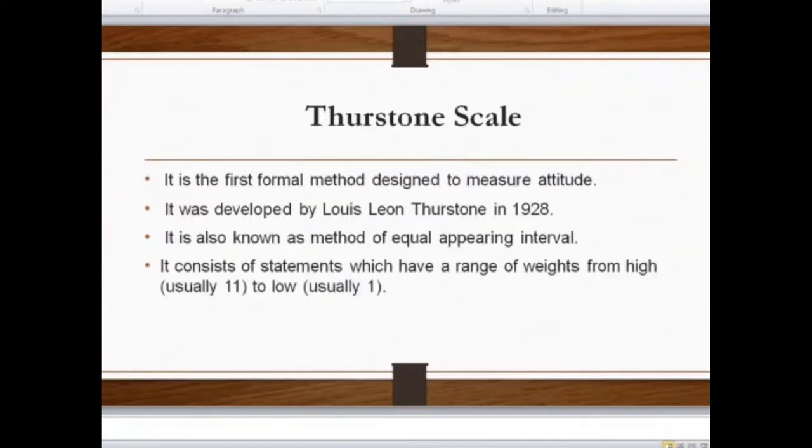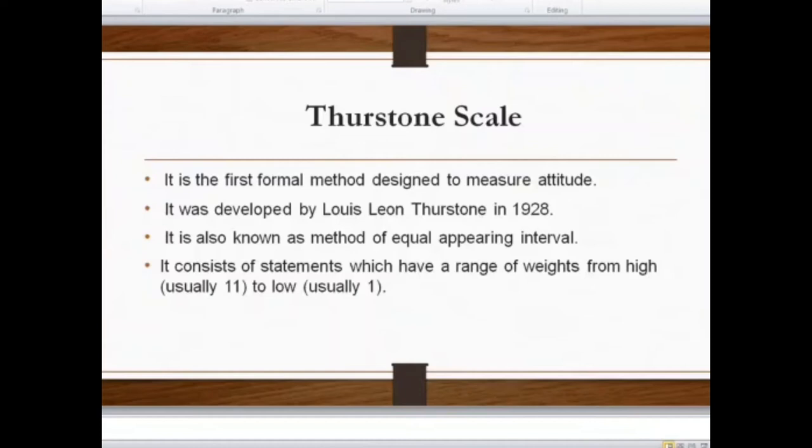The second type is the Thurstone scale, the first formal method designed to measure attitude. It was developed by Louis Leon Thurstone in the year 1928. This is also known as the method of equal appearing intervals. It consists of statements which have a range of weights from high, usually 11, to low, usually 1. Here, the subjects select the statements they agree with the most.